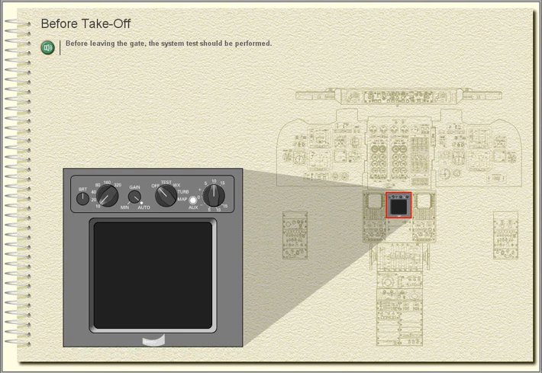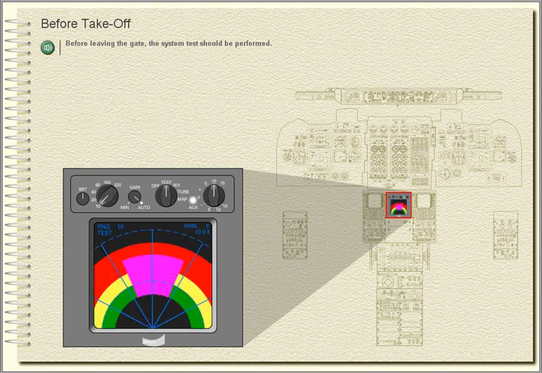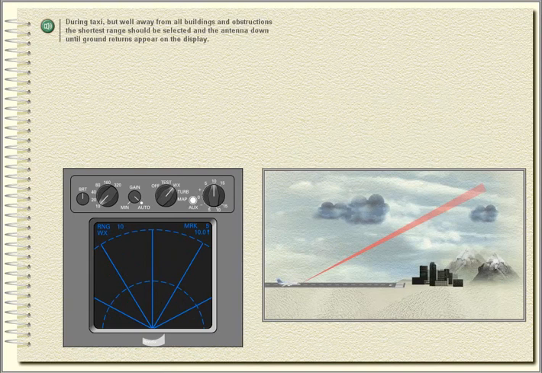Before takeoff. Before leaving the gate, the system test should be performed. During taxi, but well away from all buildings and obstructions, the shortest range should be selected and the antenna down until ground returns appear on the display.